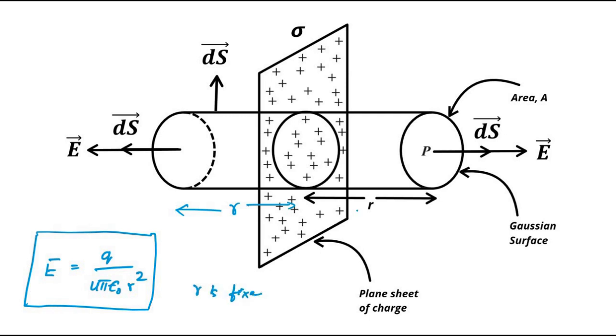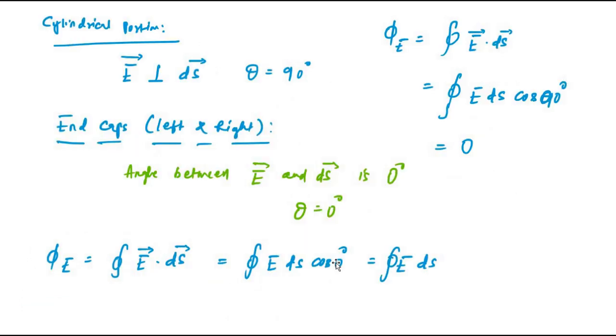As r is a fixed constant, so E will also be fixed, it will be constant. Okay, so now as E is fixed, here E will go outside the integration and we will be left with the integral of dS, and that will be equal to E times A, where A is equal to the area of the end cap.